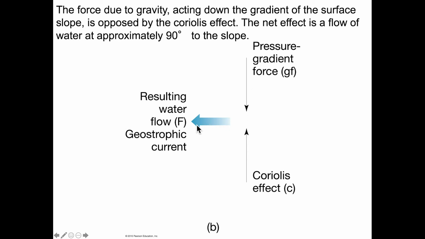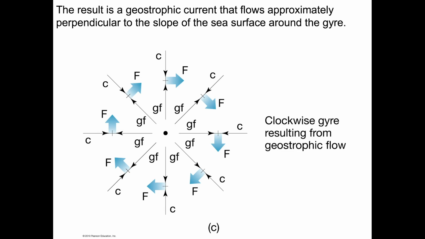Now, in the atmosphere, this would be the jet stream. In the ocean, we would call this a geostrophic current. So it's geostrophic flow, a geostrophic current. It's really similar to what we see in the atmosphere in a jet stream. And the result is we have a geostrophic current that flows approximately perpendicular to the slope of the sea surface around a gyre. So we have a high point here. We have water wishing to slide off of this high point. It's going to be forced by the Coriolis effect in this direction, and that's going to continue all the way around the gyre. So it perpetuates this gyre.